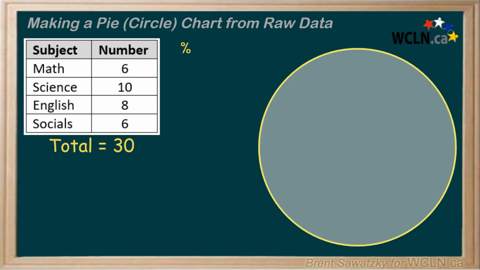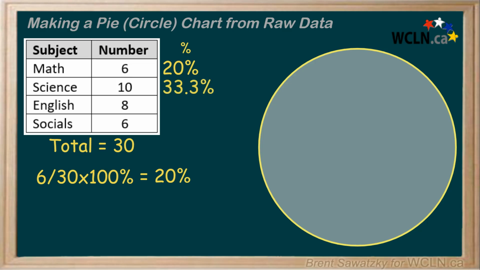So for the percentage, we would go 6 divided by 30, or 6 out of 30, and then times 100, and we get 20%. So we can put that into our new column, 20% for math. And in the same way, we would say 10 over 30 times 100 is 33.3%, rounded a little bit, for science. And then for English, 8 over 30 times 100 is 26.7%, again rounded. And for socials, that's the same as math, we notice, so we can just put 20%. So now we have the percentages for each subject.